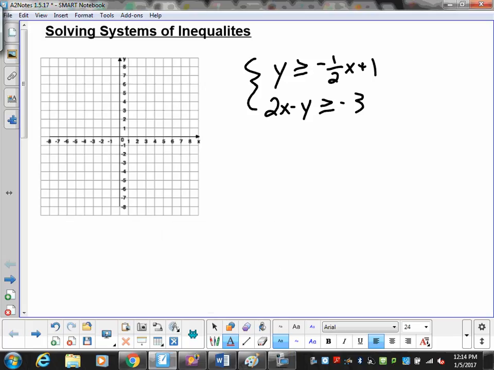So starting with this, we have two inequalities up here. One of them is already in slope-intercept form, and the other is not. Okay, so let's start with the one that is. The very first one, y is greater than or equal to negative 1/2 x plus 1.